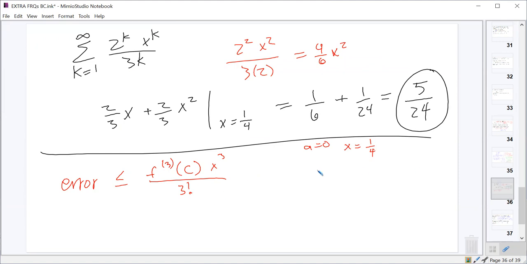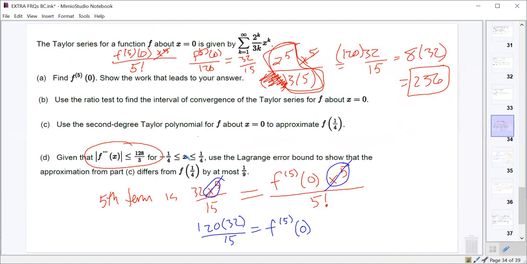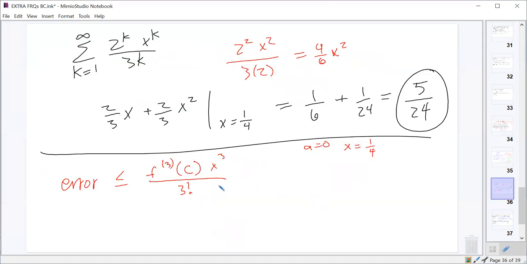And so they tell us that the third derivative between negative 1/4 and 1/4, which includes our interval 0 to 1/4 here, is always less than or equal to 128 thirds. So the max it could possibly be would be 128 thirds. Our x cubed is just our 1/4 cubed. And then we also have a 3 factorial in that denominator, which is a 1/6. And so then we just need to simplify out this wonderful little fraction that they've given us and show that it must equal, we hope, 1/9.